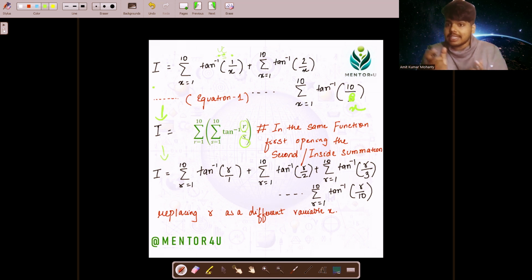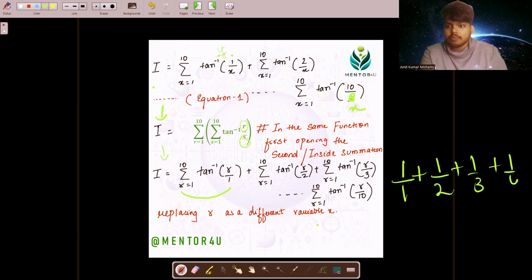So now let's exploit each and every term. If I look into this particular term, tan inverse r upon 1, and try to expand it, how will it look? It will look something like 1 upon 1, plus 1 upon 2, plus 1 upon 3, plus 1 upon 4, up to 1 upon 10. Or will it be any different? In this particular situation, it will be different.